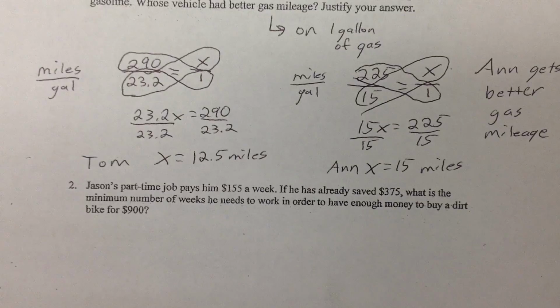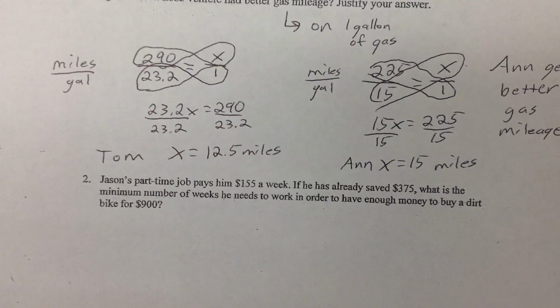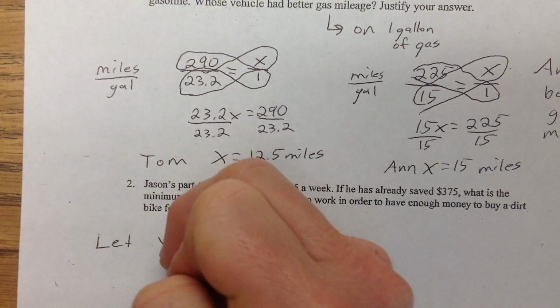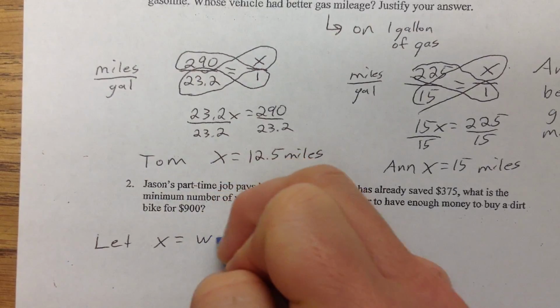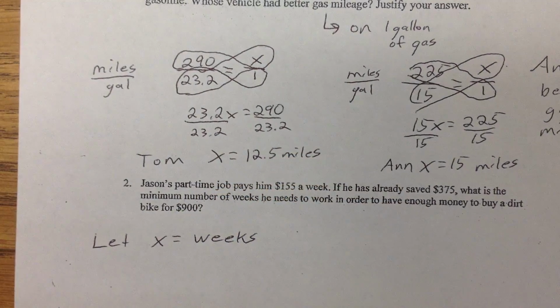So if we look at it, he has already saved $375. Well, let's slow down. What are we trying to find? We're trying to find the number of weeks he needs to work. So let's start with our let statement. Let x equal weeks. That's what we're trying to find. All right, now we can put something together.